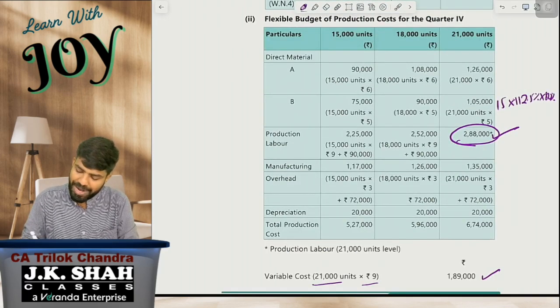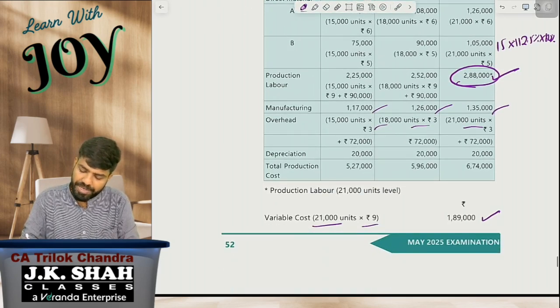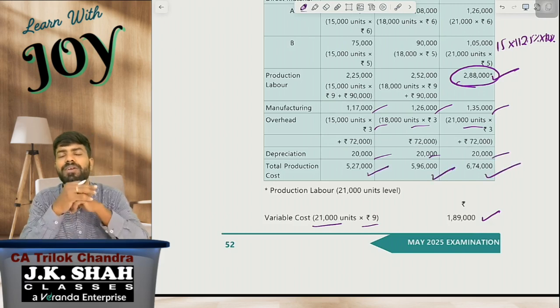Now manufacturing overheads: 1,70,000, 1,26,000, 1,35,000. This is the calculation. Now depreciation 20,000, 20,000, 20,000. Total production cost 5,27,000, 5,96,000, 6,74,000.